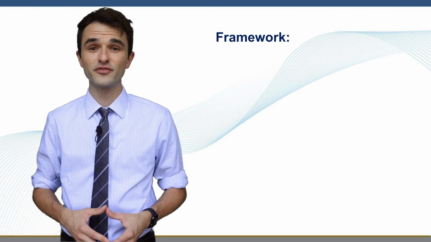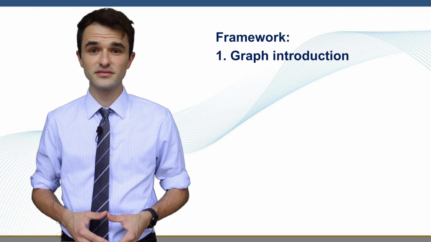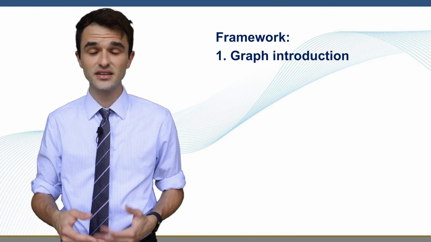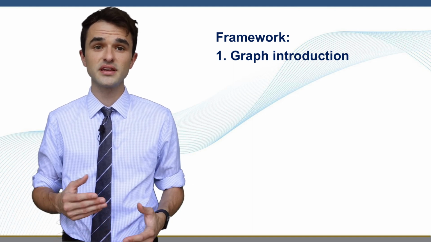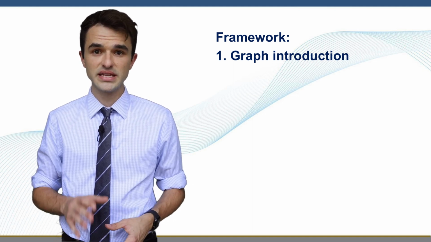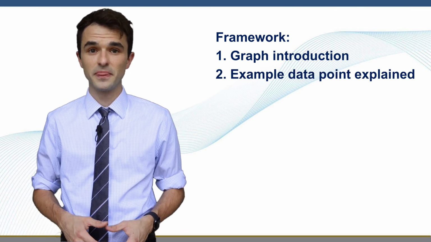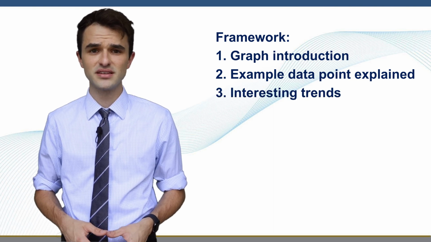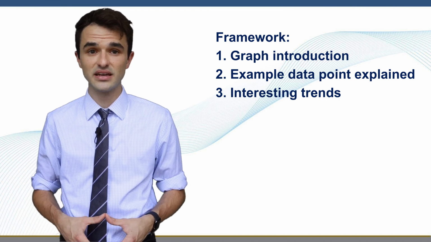A framework that provides a strong explanation will include a graph introduction: talk about the title, x-axis, y-axis, the key, also called a legend, and the style of the graph, and what each point, line, and bar means to help the audience orientate. An example data point explained. Pick a typical data point and explain what it means. Interesting trends. What patterns are forming? What connections can you make between data?